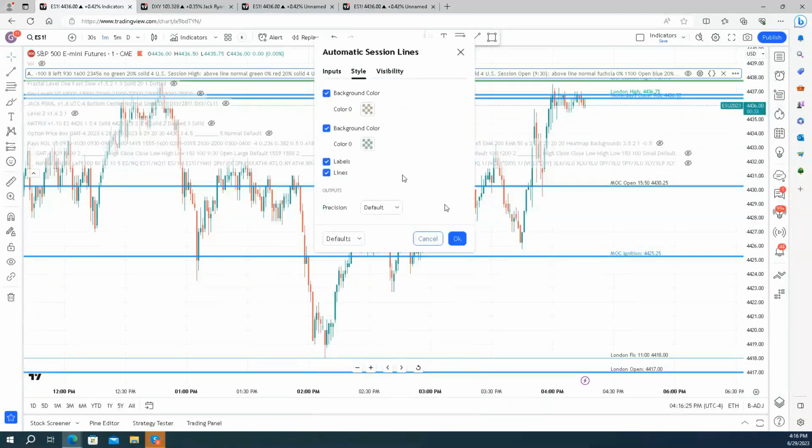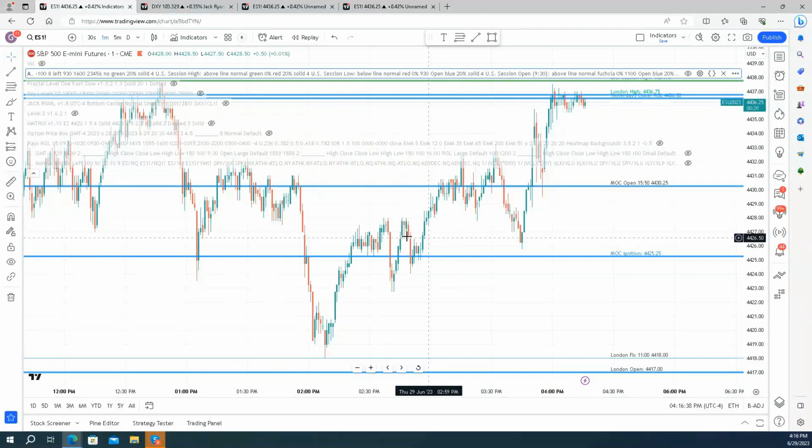So it was just a simple thing that helped me anyway, just keep some of the repetitive things going without me forgetting. It was in front of my face. And if I did need to remove it from my chart for a second because I was looking at something else, it was just an easy click to hide it. So this is what we call the automatic session lines, and that is certainly available to everyone as well.